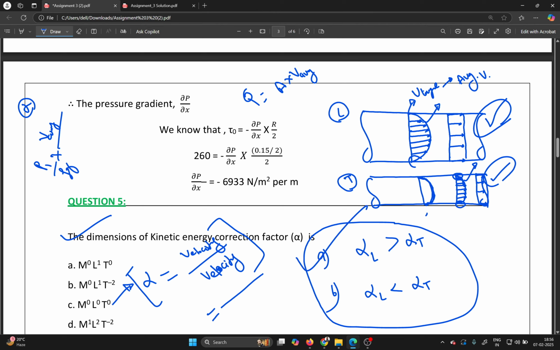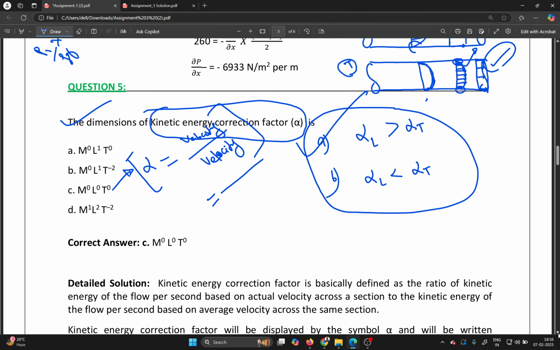Always remember the concept behind it. Everyone please go through the derivation of the kinetic energy correction factor, how you calculate it for the laminar case as well as the turbulent case. So this is all about your kinetic energy correction factor. Now we'll move on to the next question.